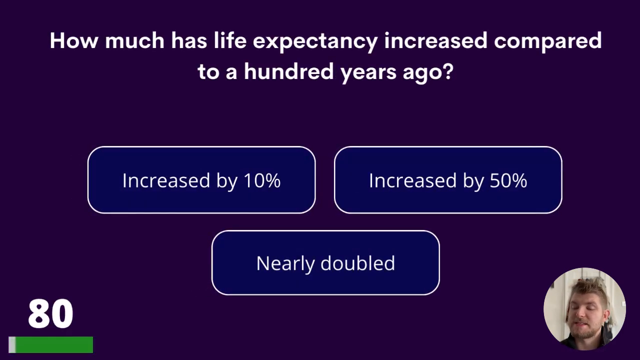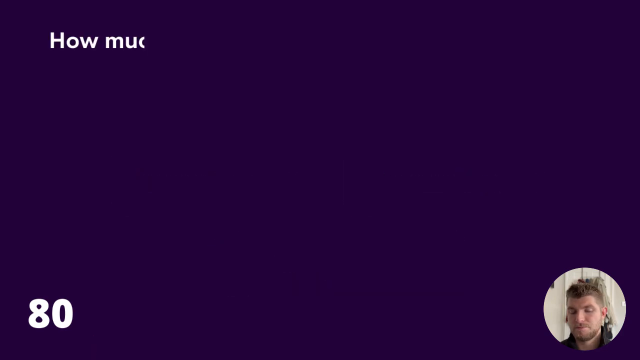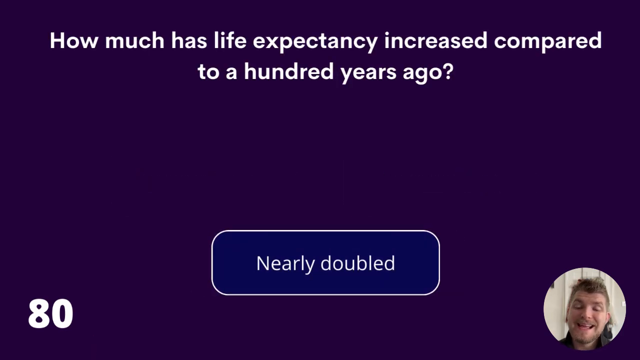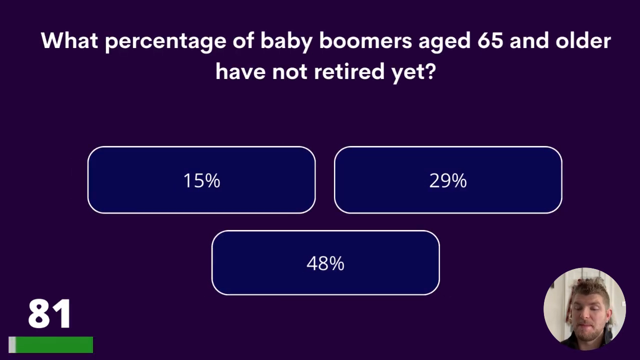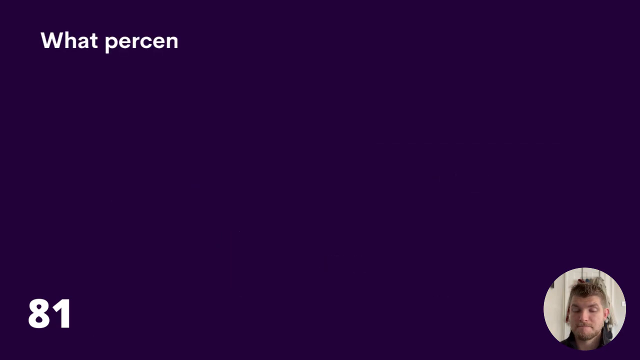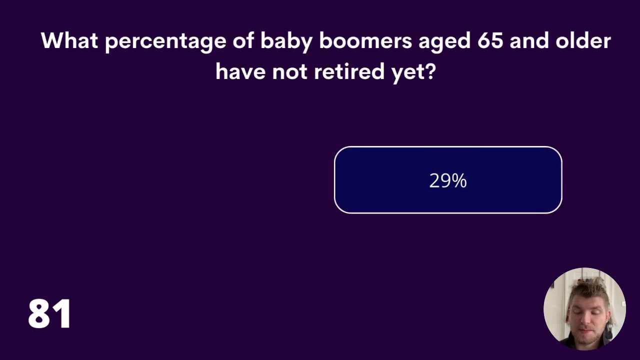How much has life expectancy increased compared to 100 years ago? Increased by 10%, increased by 50%, or nearly doubled? The answer is it's nearly doubled. 81. What percentage of baby boomers aged 65 and older have not retired yet? 15%, 29%, or 48%? The answer is 29%.